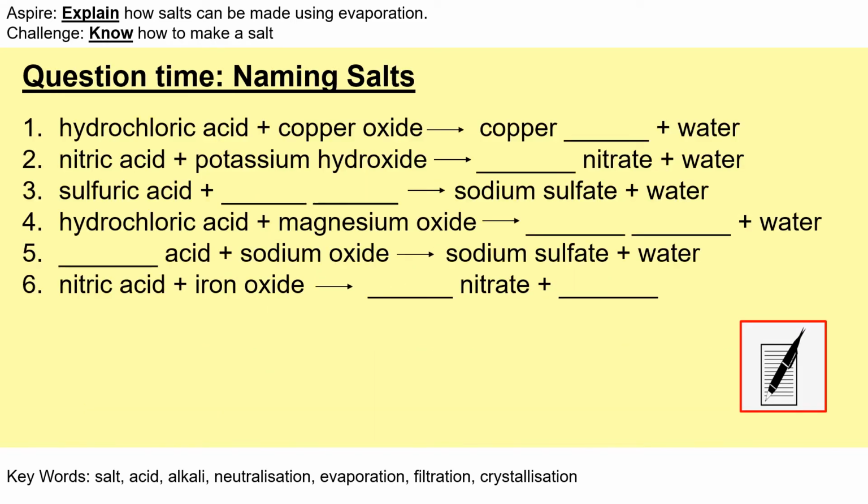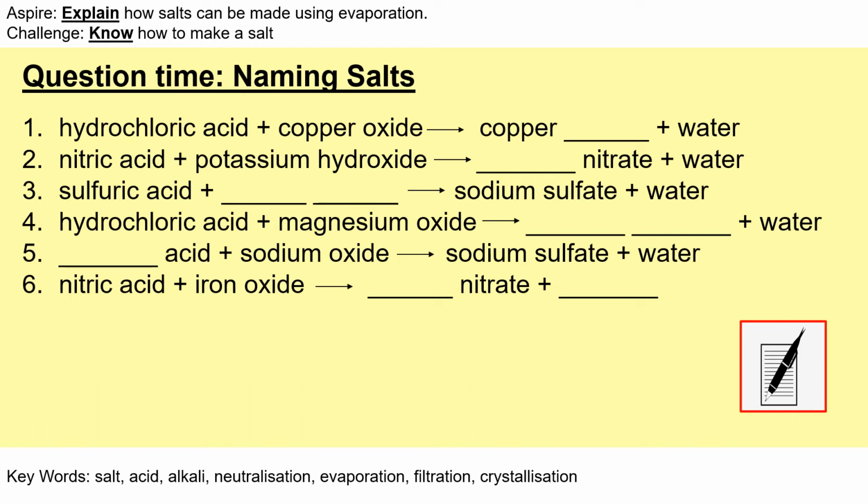So what I would like you to do now is actually have a go at some of these yourself, and I'm going to give you 5 minutes to complete these word equations for these different reactions of acids. So the first one is hydrochloric acid plus copper oxide gives copper blank plus water. Nitric acid plus potassium hydroxide gives blank nitrate plus water. Sulfuric acid plus blank blank gives sodium sulfate plus water.